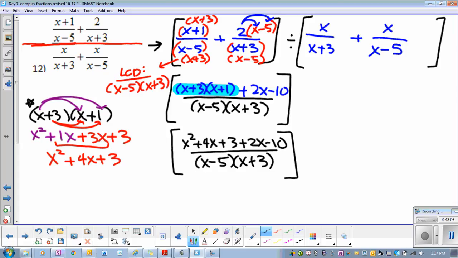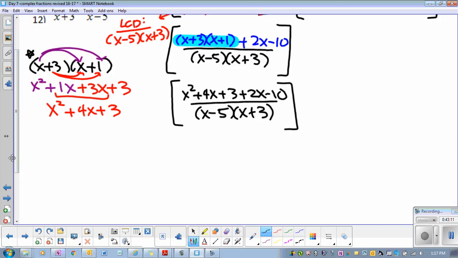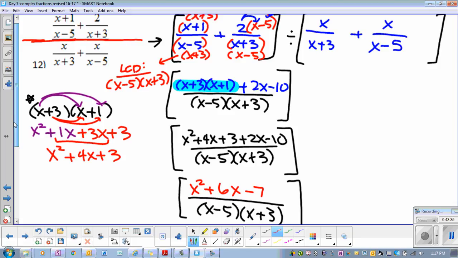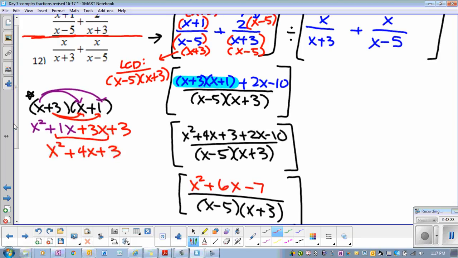And then you combine like terms. 4x plus 2x is what? What's 3 minus 10? 7. All right, good. We're finally done with the numerator. Let's go work on the denominator.